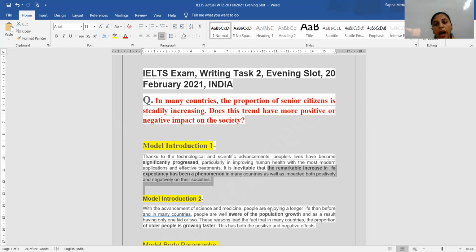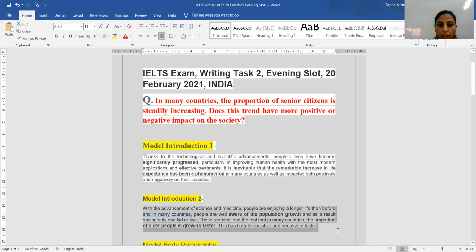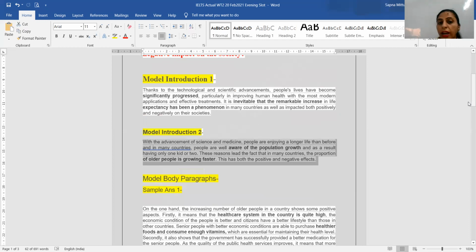First of all, I gave just a small general statement which included all the words, and then in the outline sentence, I gave what I am going to write in the whole paragraph. If you want to change it, this is the model introduction, where you can talk about how with the advancement of science and medicine, people are enjoying a longer life than before in many countries.